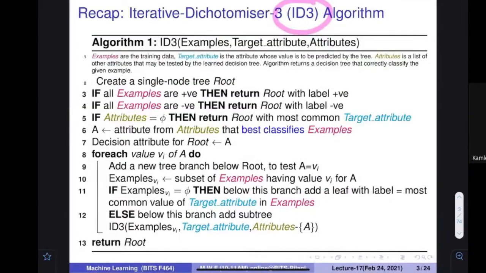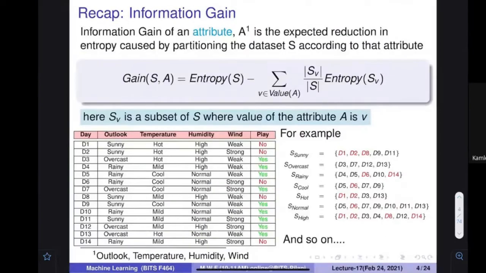Here, the very important part was that somehow we want to find the best classifier. That is, we want to find the attribute that is the best classifier for the examples. In the last class, we saw that one such method is the information gain. What is the information gain?